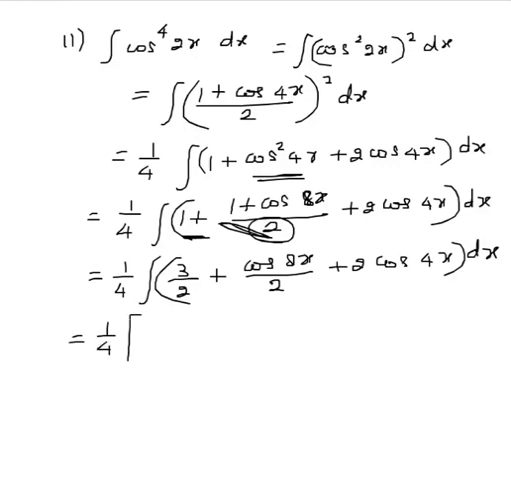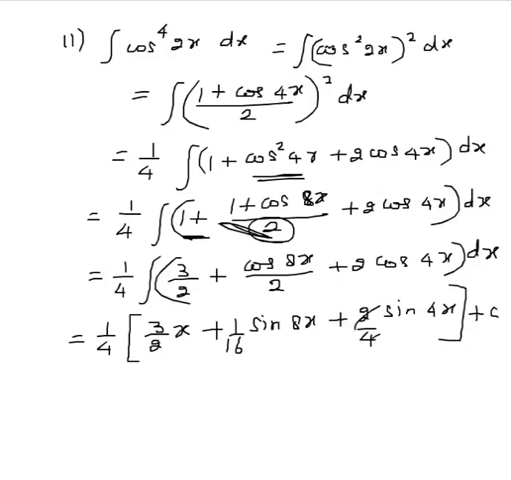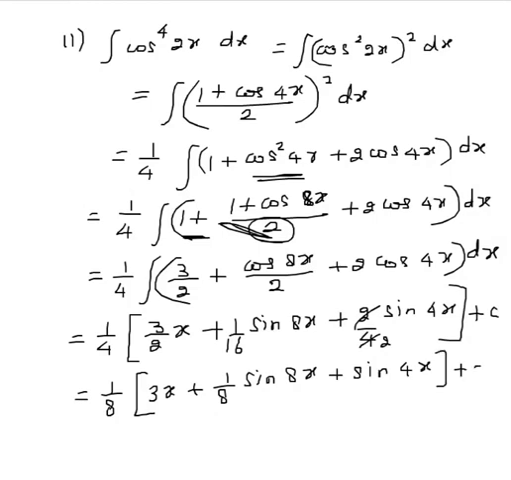We will integrate. Integral of a constant is that constant times x, plus integral of cos 8x is sine 8x divided by 8. So 8 2s are 16, plus 2 times integral of cos 4x is sine 4x divided by 4, and plus c. We can take 1 by 2 out. So 1 by 8 times 3x plus 1 by 8 sine 8x plus sine 4x, plus c.